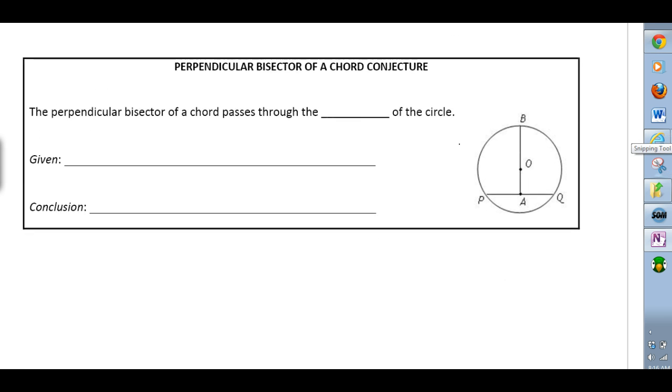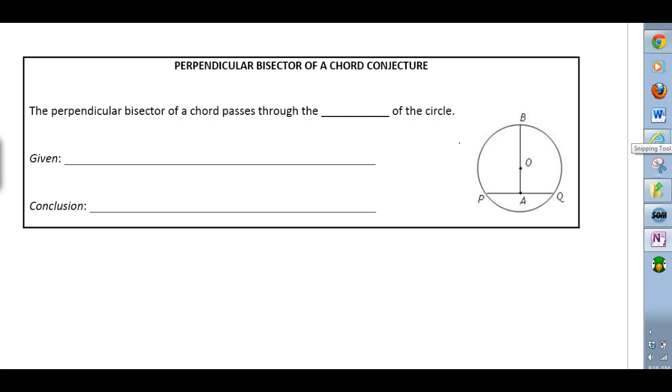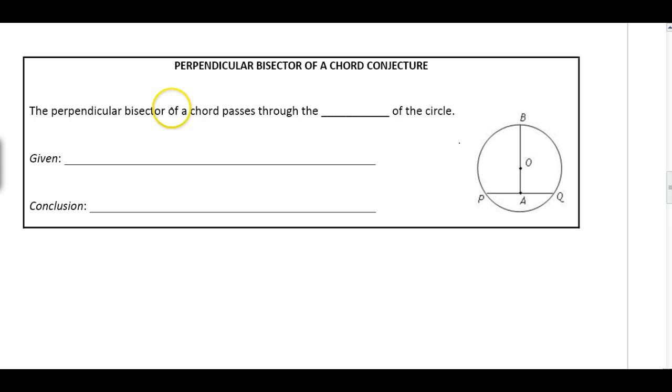Alright, moving on to our next conjecture, we've got the perpendicular bisector of a chord. So the perpendicular bisector of a chord passes through, so you can see if this is perpendicular and it also bisects it, so since BA is the perpendicular bisector of a chord, we see it passes right through the center of the circle.